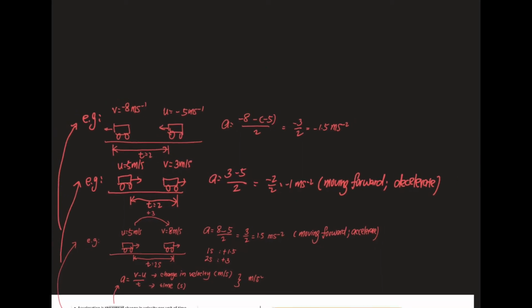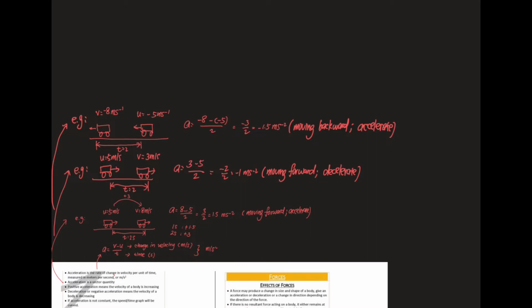So what you see here is negative doesn't really mean decelerate. You get negative here, but it is not decelerating. It is accelerating. It's getting faster and faster. From -5 to -8, it's getting faster. So what we can say here is it is moving backward and accelerating. We end up with a negative answer.